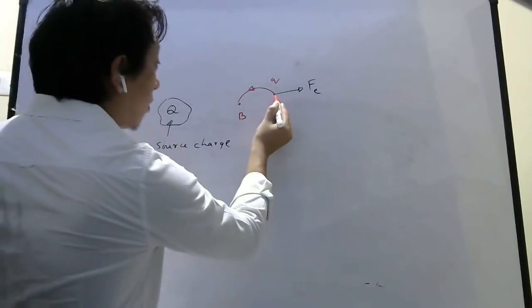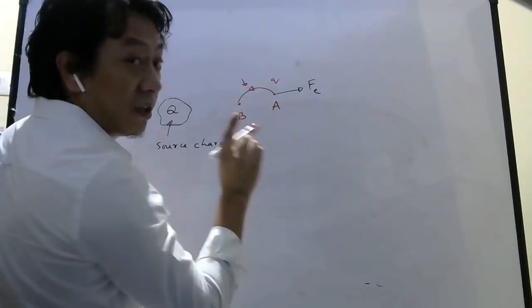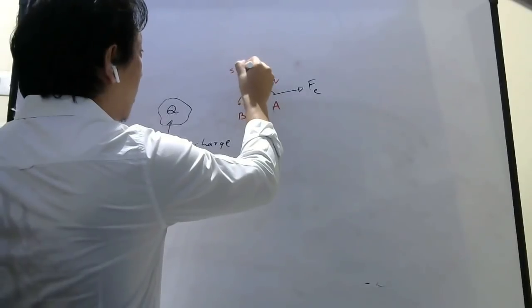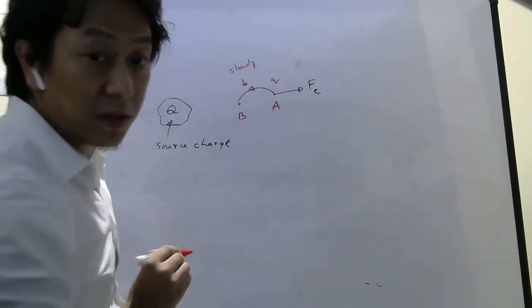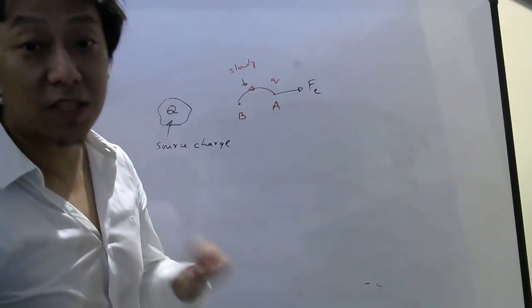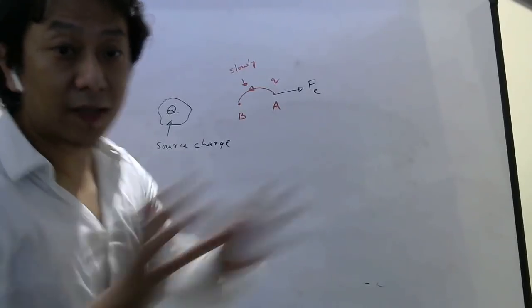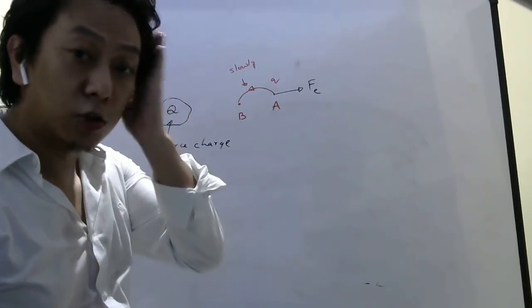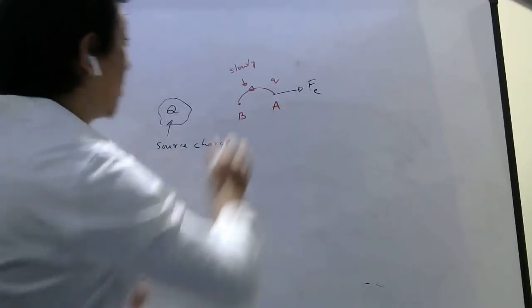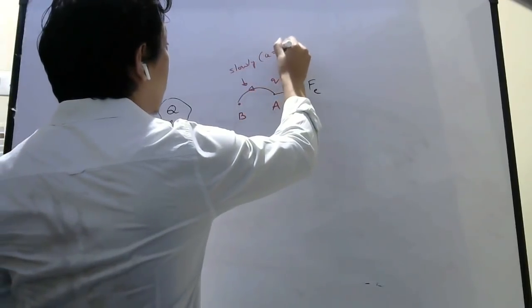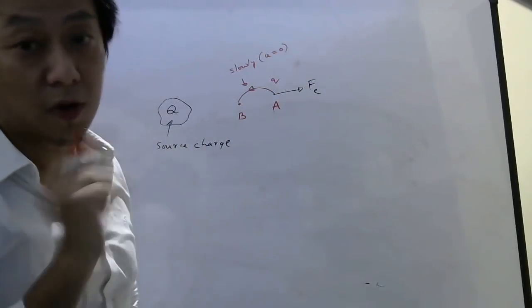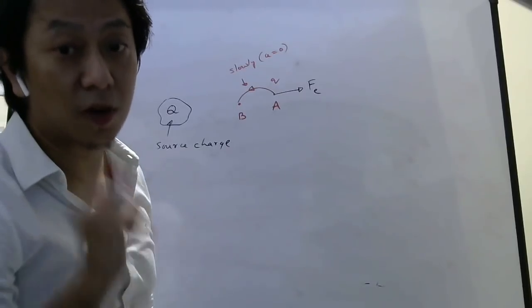Now, if you come from here to here and you want to move the charge slowly, slowly means you are not going to change the velocity. You are not going to accelerate. So no acceleration, the speed should be constant, so the kinetic energy should be constant.